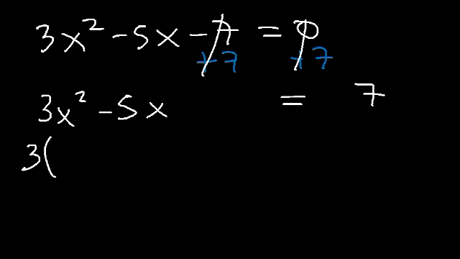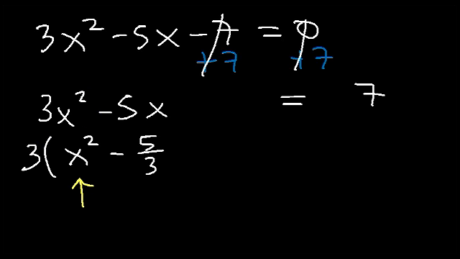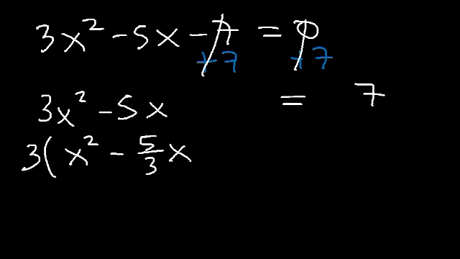If we take out a 3, we're going to have x squared minus 5 over 3. The way you find out the numbers on the inside is you divide. 3x squared divided by 3 gives you x squared. So negative 5x divided by 3 gives you negative 5x over 3, or negative 5/3 x. And we're going to leave a space for the missing number. So now we need to complete the square. So we need to find out what half of 5 over 3 is.